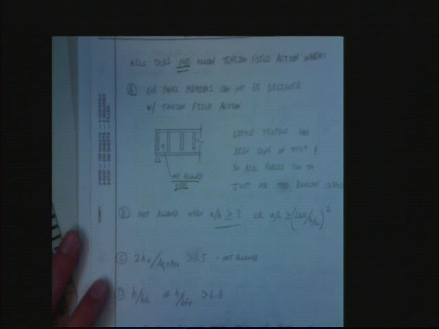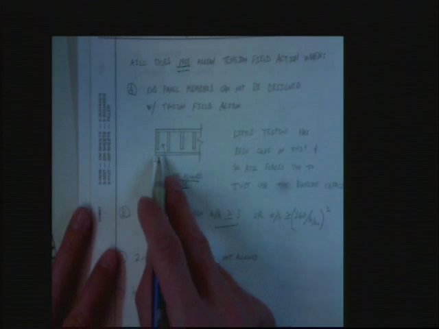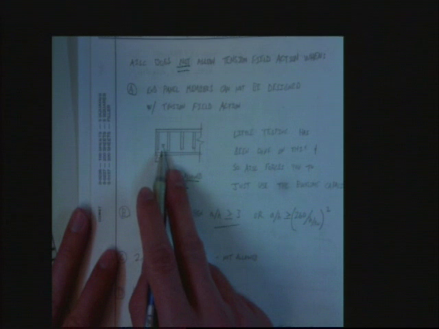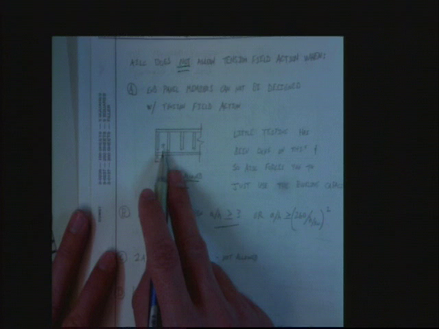One of the biggest ones, and I'm telling you right now, people are going to forget it on the test, is that the last panel, you cannot use tension field action. Not allowed. So what do you do? You just allow the buckling to occur. Just allow the buckling and nothing else. Okay?